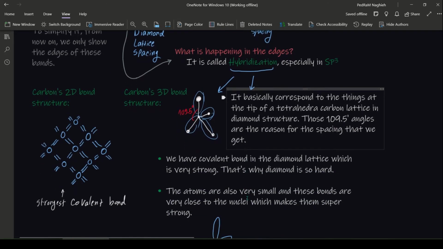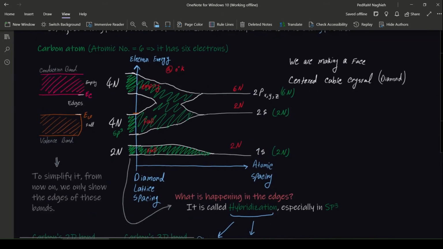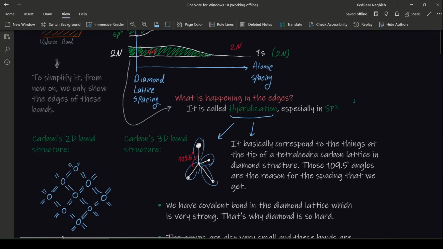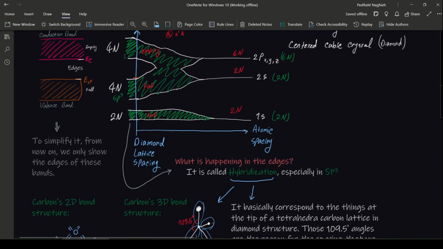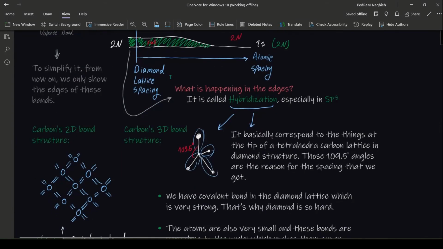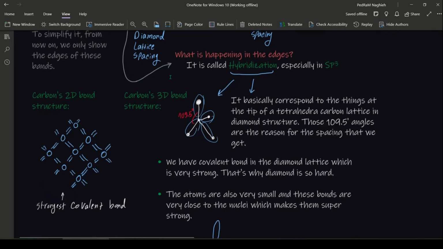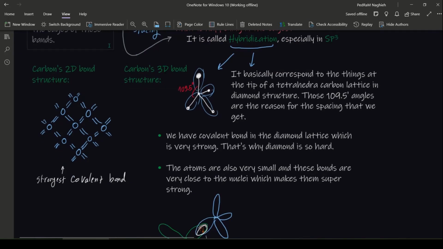Yeah, and because we're in the lattice, in the cubic crystal, and it has 109.5 degrees, some things happen because of this effect, and we get this. I believe in chemical engineering they study more about this stuff. So we have strong covalent bonds.